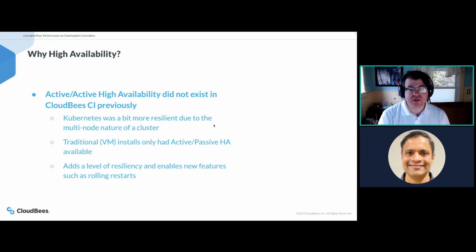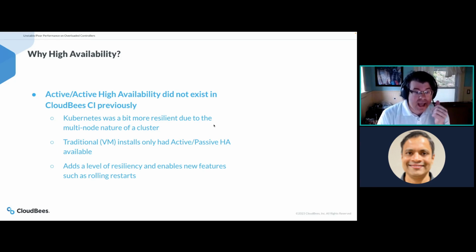On CloudBees CI traditional, which, as I'd mentioned, is hosting on VMs or bare metal, we only had an active-passive HA where you'd have to have a controller in a warm state, and if you had a failure, then the failover would occur, but it would be less reliable and in general more headache to set up than some folks really wanted to handle.